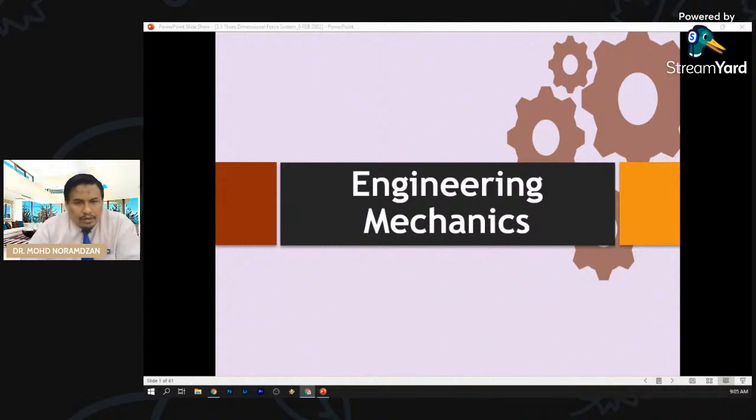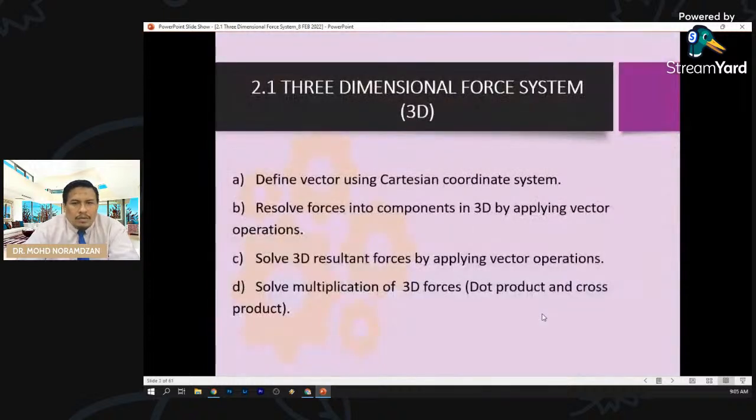Assalamualaikum and a very good morning to all my students. Today we will continue with the new topic, that is engineering mechanics. We start with subtitle 2.1, three-dimensional force system, 3D. Today we will discuss topic A, define vector using Cartesian coordinate system.